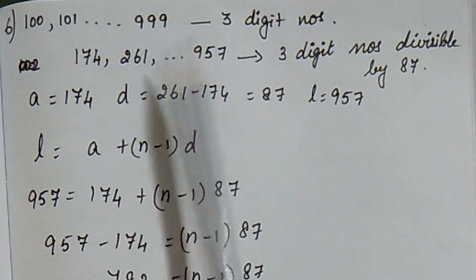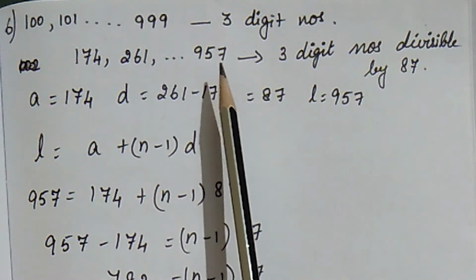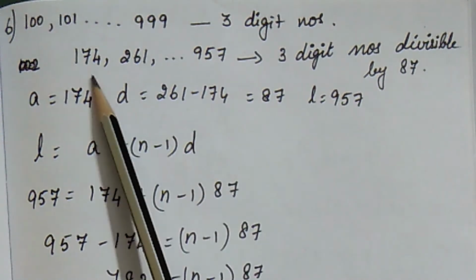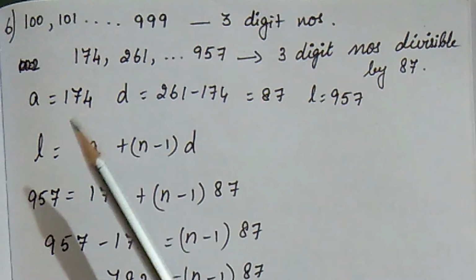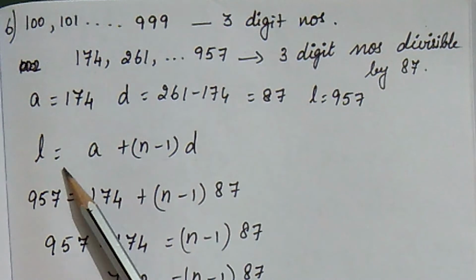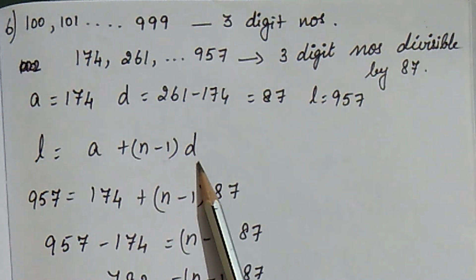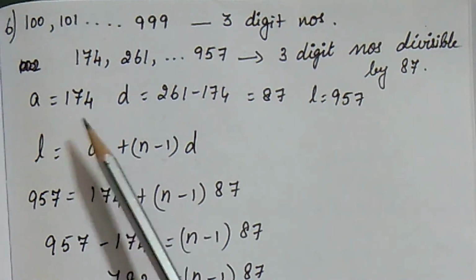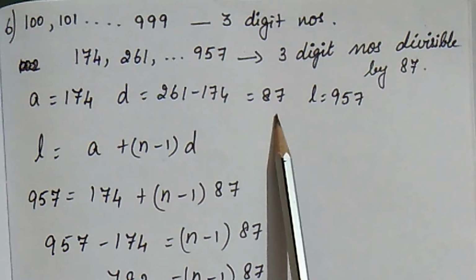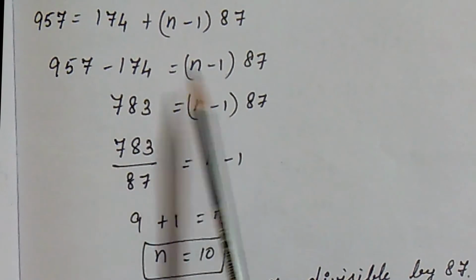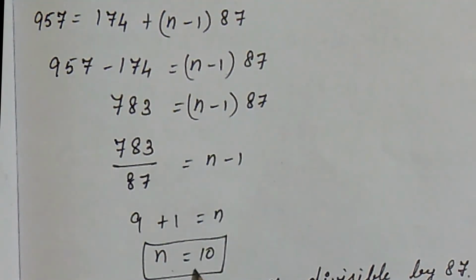You know the first term and you know the last term. Now we have to find out number of terms in this series. How many terms are there in the series? So take l is equal to a plus n minus 1 into d. Formula you write. And in the place of l, 957 you have to write, and a, 174 and d, 87. Put the values in the formula and calculate. You will get n is equal to 10.